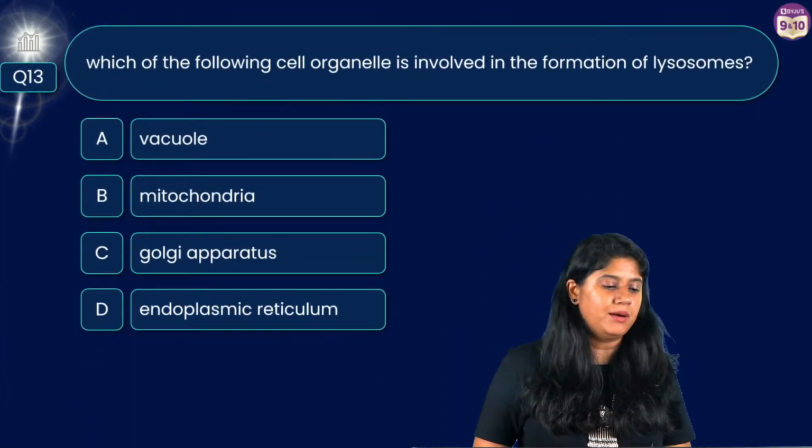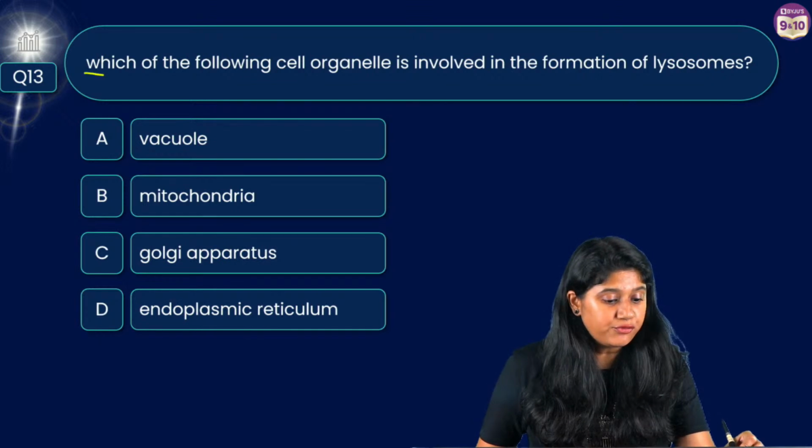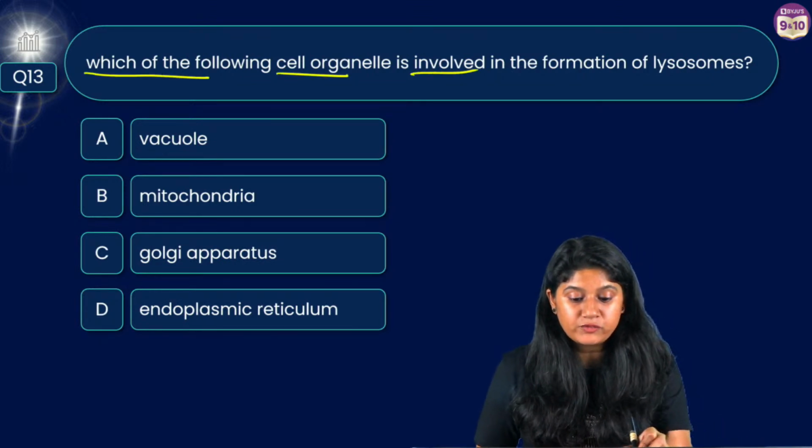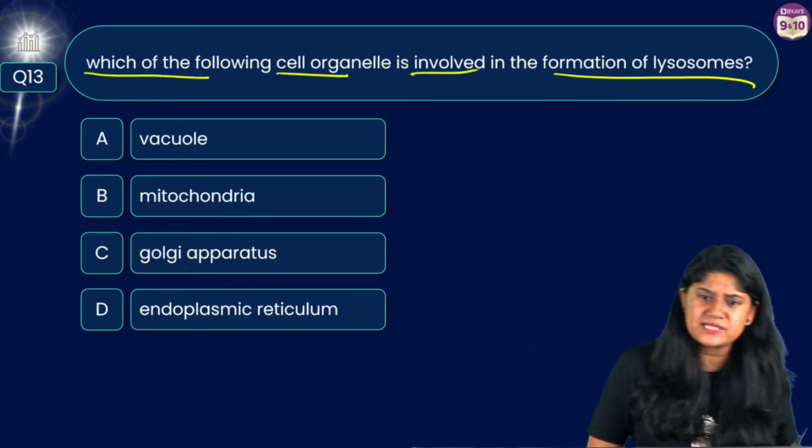Moving to question number 13. Which of the following cell organelles is involved in the formation of lysosomes? Easy peasy.